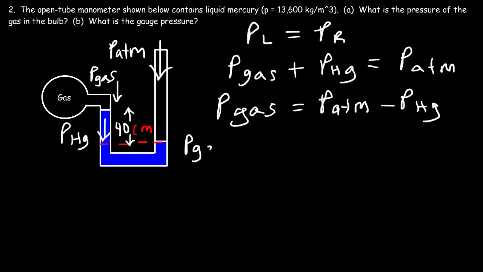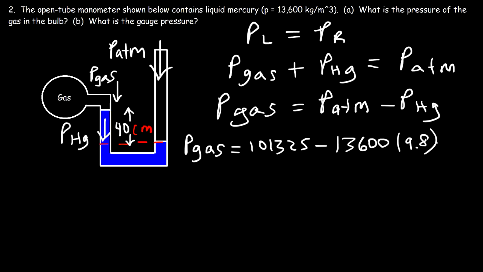So just like before, the atmospheric pressure is going to be 101,325 pascals. And then this is equal to rho gh. The density of mercury is going to be 13,600. The g is going to be 9.8. And the height difference, which is 40 centimeters, divide that by 100, and that's 0.4 meters.